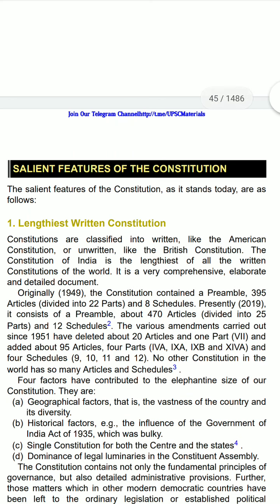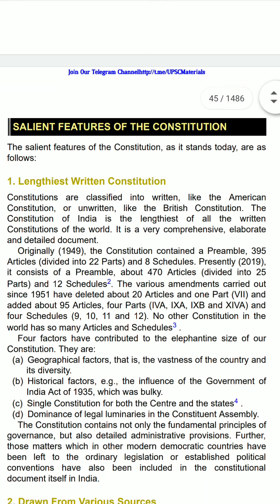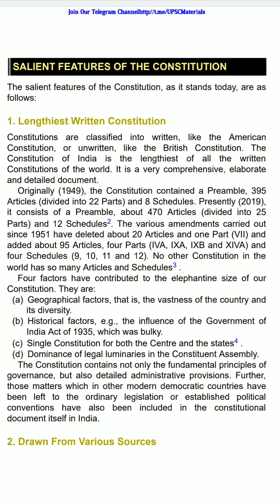First, lengthiest written Constitution. Constitutions are classified into written, like the American Constitution, or unwritten, like the British Constitution. The Constitution of India is the lengthiest of all the written constitutions of the world. It is a very comprehensive, elaborate, and detailed document. Originally, in 1949, the Constitution contained a preamble, 395 articles divided into 22 parts and 8 schedules. Presently, in 2019, it contains a preamble, about 470 articles divided into 25 parts and 12 schedules.